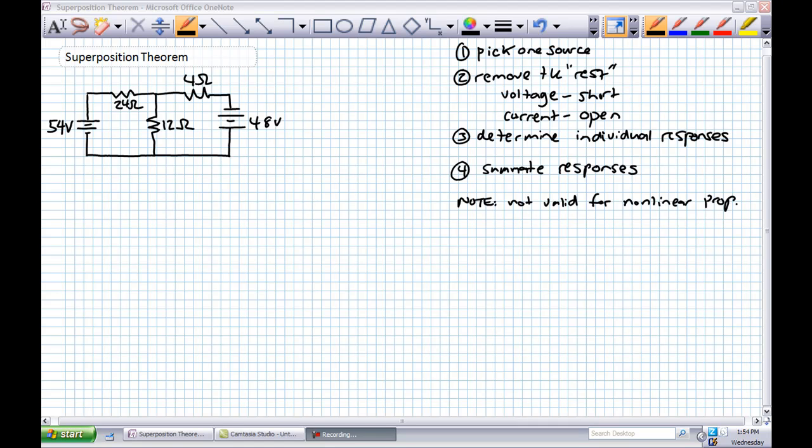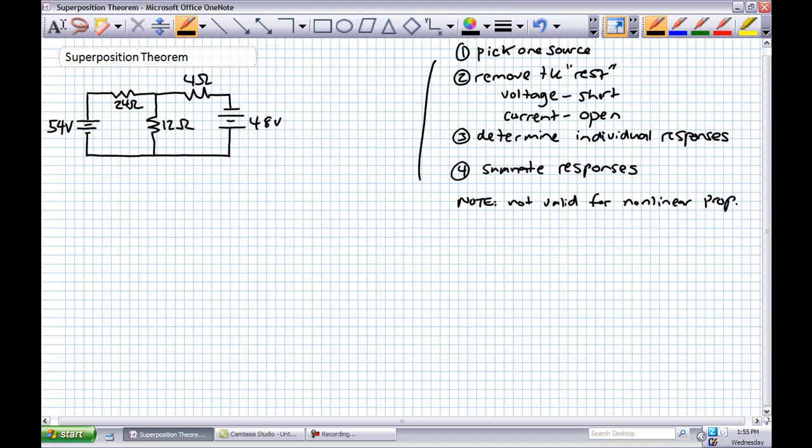So superposition theorem, like I said, the effects add up. What this means in more technical terms is that the total response is the algebraic sum of individual responses, linear responses. We'll go into nonlinearity in a second here. So these are the steps over here that I've drawn. It's kind of a flow chart.